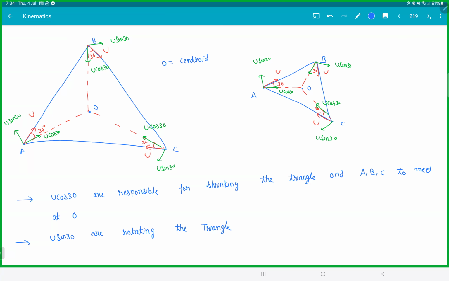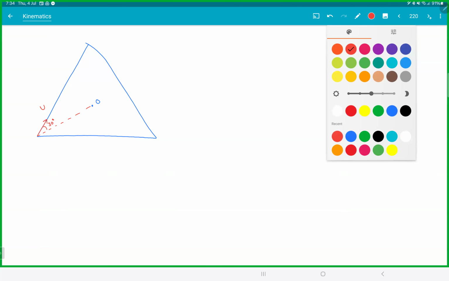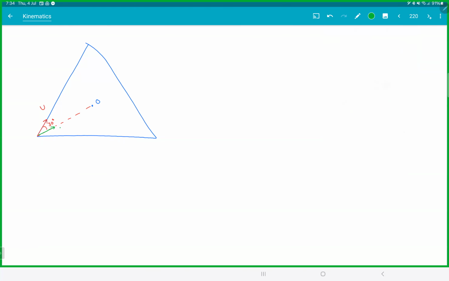Everyone clear with this? Now, if you take the triangle O here, this is u. Now we have clearly seen here the u cos 30 is responsible for you to go from O to this thing.